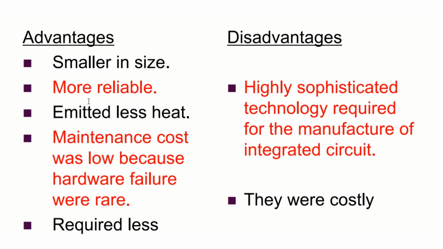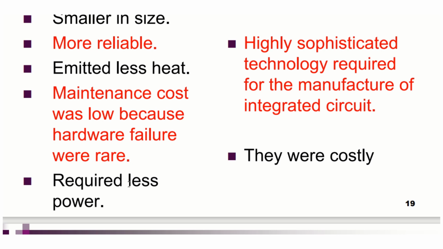We want to look at the advantages of the third generation computer. The first advantage is that they were smaller in size. As you compare them with the first and second generations, you will find that the third generation computer was smaller in size, and more reliable. Another advantage is that they emitted less heat. Maintenance cost was low because hardware failures were rare, and they required less power compared to the first and second generation computers.